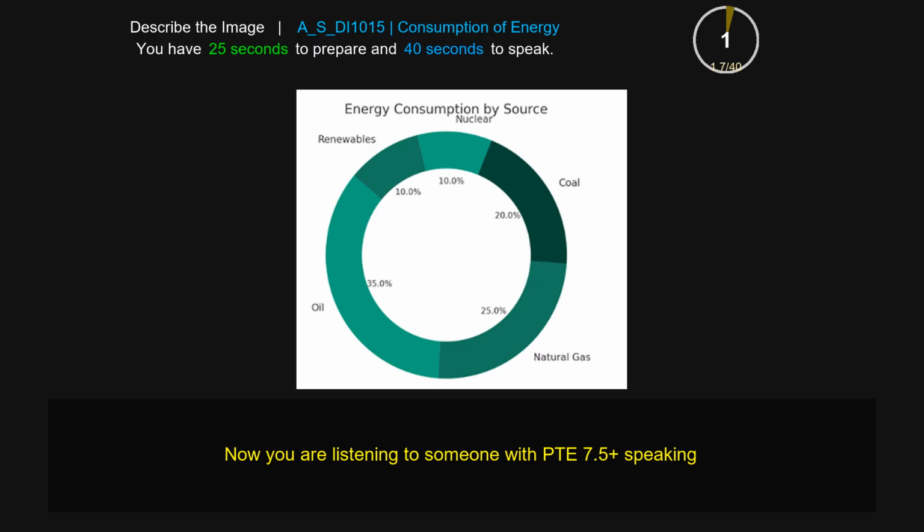The pie chart gives information about energy consumption by source. According to the picture, we can see that for coal it is around 20% and for natural gas it is higher with around 25%. The highest value is for oil around 35 and the lowest is for nuclear with just 10%. Similarly, for renewable it is 10%. To sum up, the picture gives information about energy consumption by source.